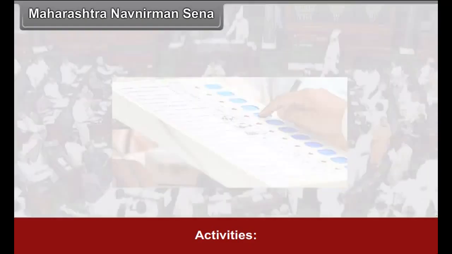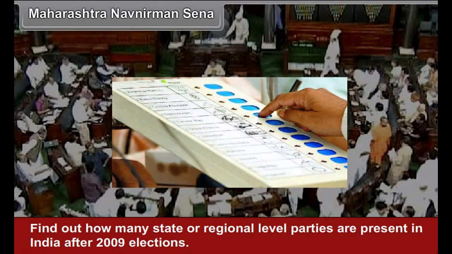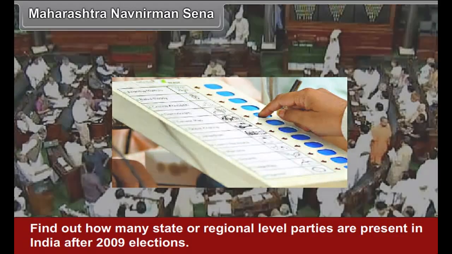Activities. Find out how many state or regional level parties are present in India after the 2009 elections. Find out the parties which formed various coalition governments in Uttar Pradesh.